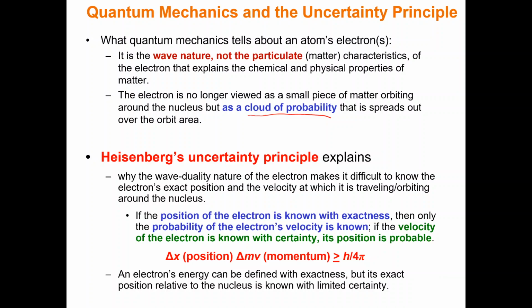Okay. So we can say that the electron's energy can be defined with exactness, but its exact position relative to the nucleus is known with limited certainty. We generally know the energy based on the Schrödinger equation, but knowing its exact position more than just a cloud of probability is a bit of a problem.